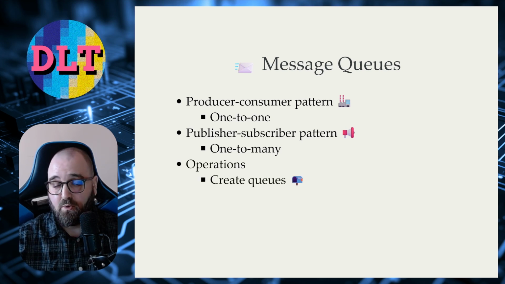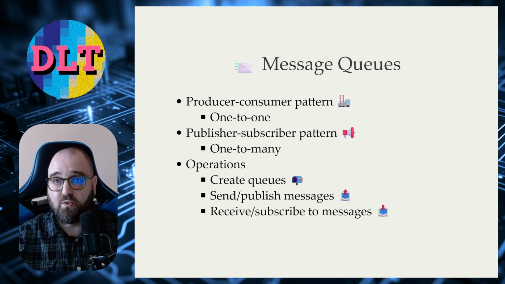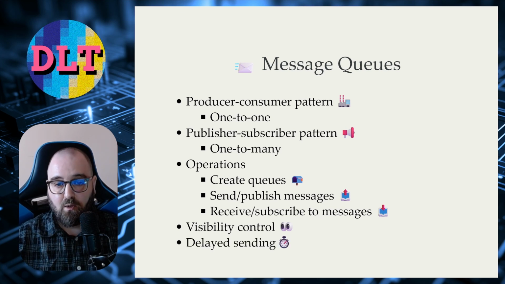For operations on message queues, we usually just need three basic operations. We need to be able to create queues, different queues, send or publish messages to a queue, or receive and subscribe to messages from a queue. Another interesting one is visibility control, because you might want to read a message from a queue and make it invisible to other workers while you are trying to process that message. Sometimes you can extend visibility as well. Let's say you predict that you are going to work on a task for 5 minutes, it's taking more than 5 minutes, and you add 5 more minutes to keep the message invisible. You can also do delayed sending, which really works as a form of scheduling, for instance.